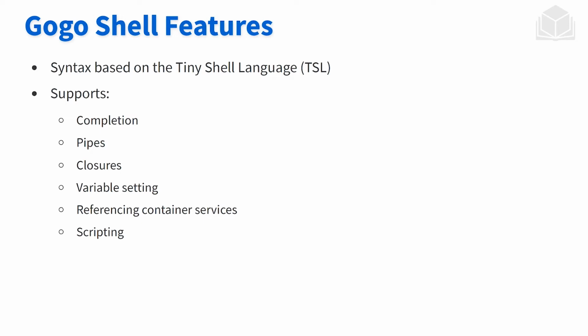Before we do though, let's talk some of the features and functionalities of the Gogo shell. So the Gogo shell is based on, well, a shell, so a tiny shell language. So this supports a lot of the common things that you would expect in a shell, like a Linux command line or terminal, for example. So you can do things like piping, closures, variable settings, and so on.